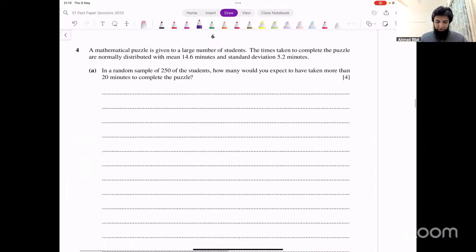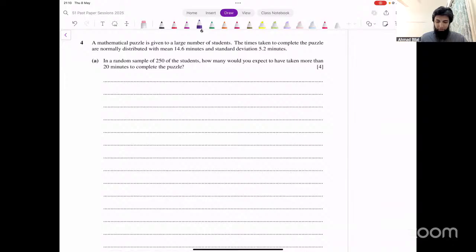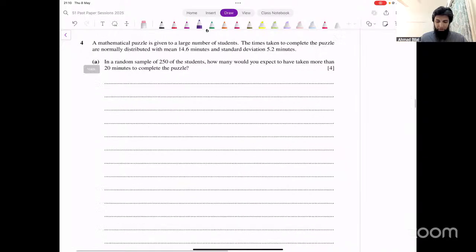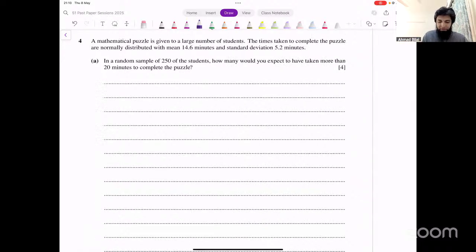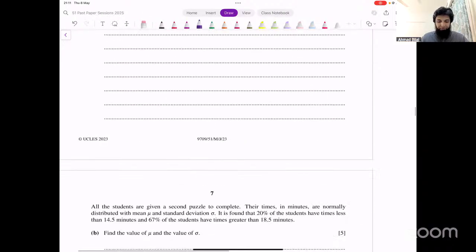Let's look at the next one now. Question number 4, part B. Okay, so first part, you did not find difficult. You just find the probability of this. That's simple normal distribution. And then you have a sample of 250 students. You have to find the expected value, whatever the probability turns out to be, you multiply that by 250. So the first part, you're saying you're fine with that. Let's look at the second part.